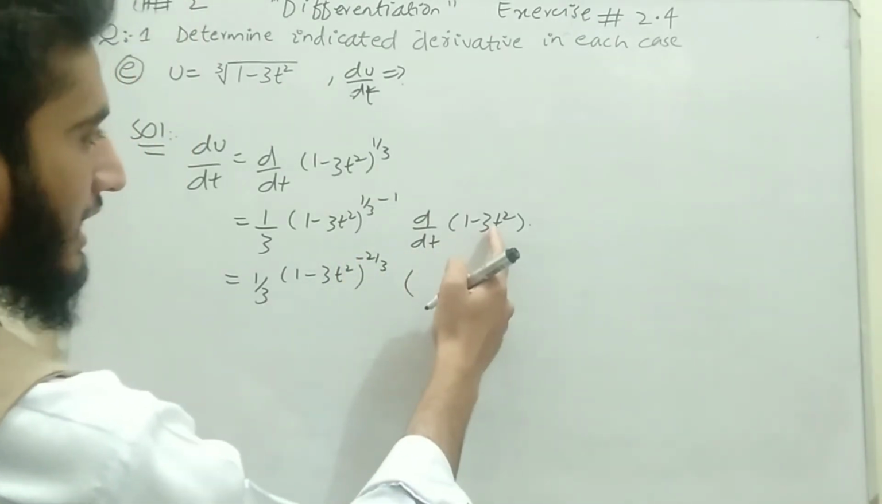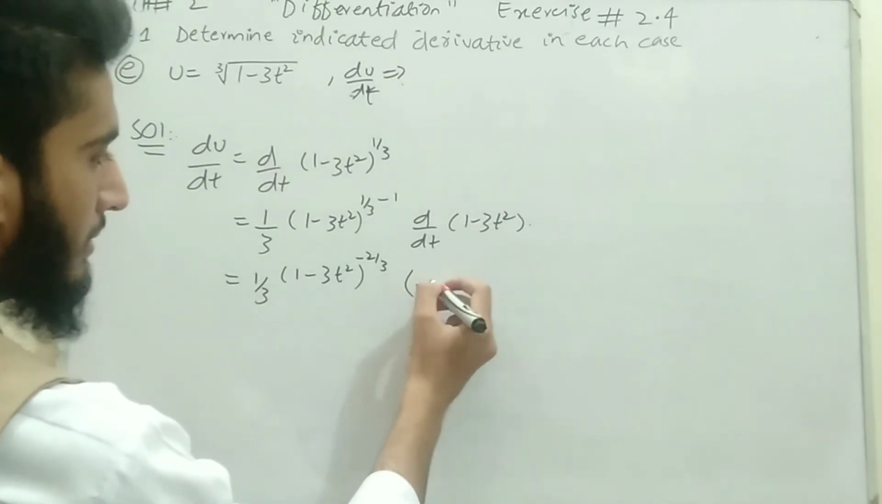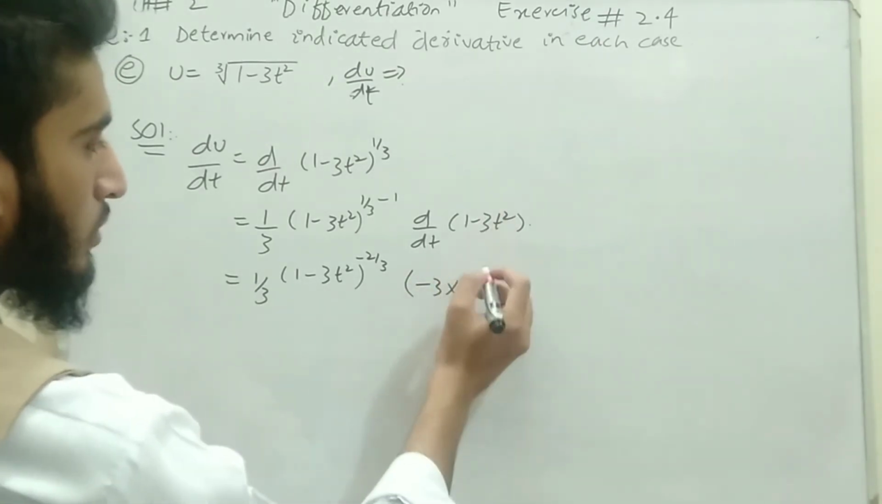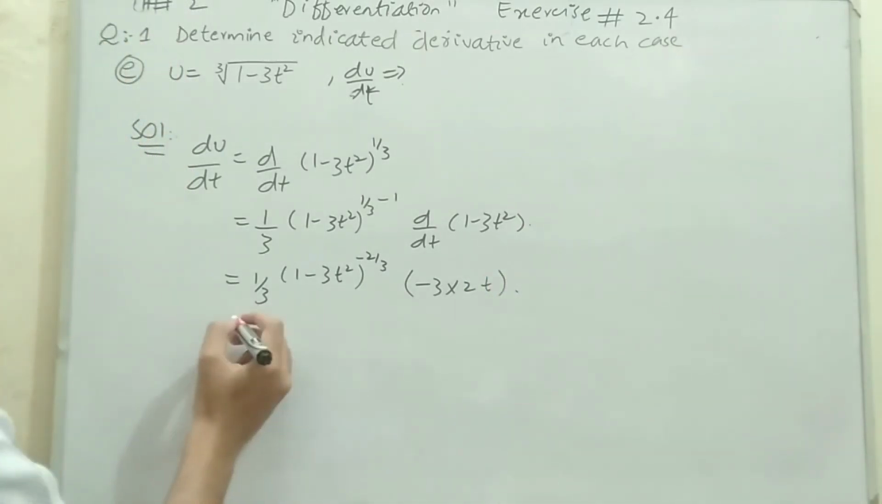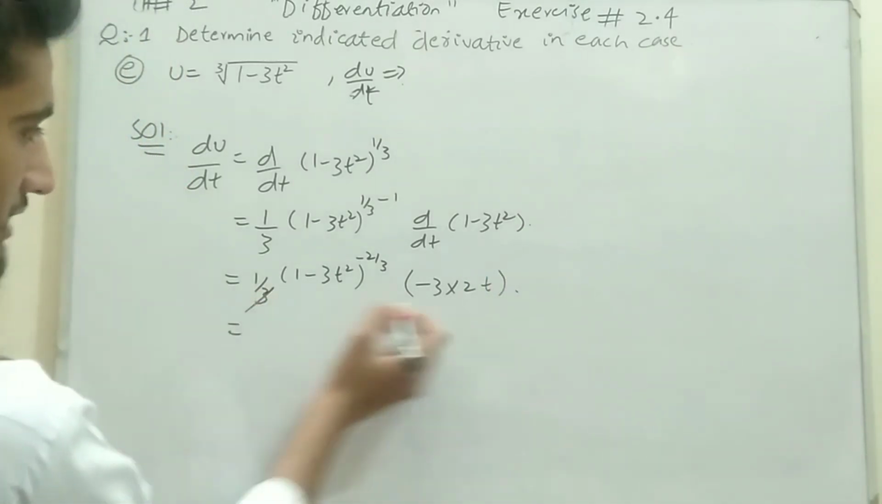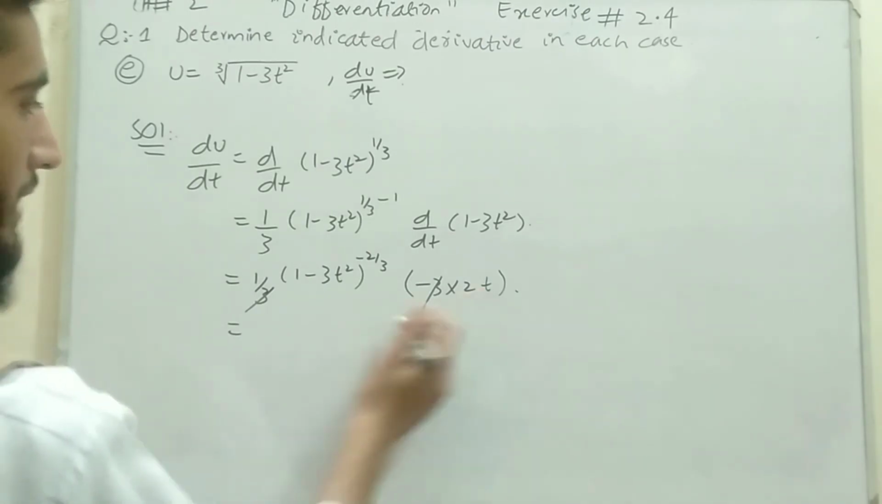And the derivative of minus 3t square according to the generalized power rule becomes minus 3. 2 comes to the front and subtract 1 in the power, it becomes just t. So after this, this 3 is cancelled out with this 3. We are left with minus 2t.